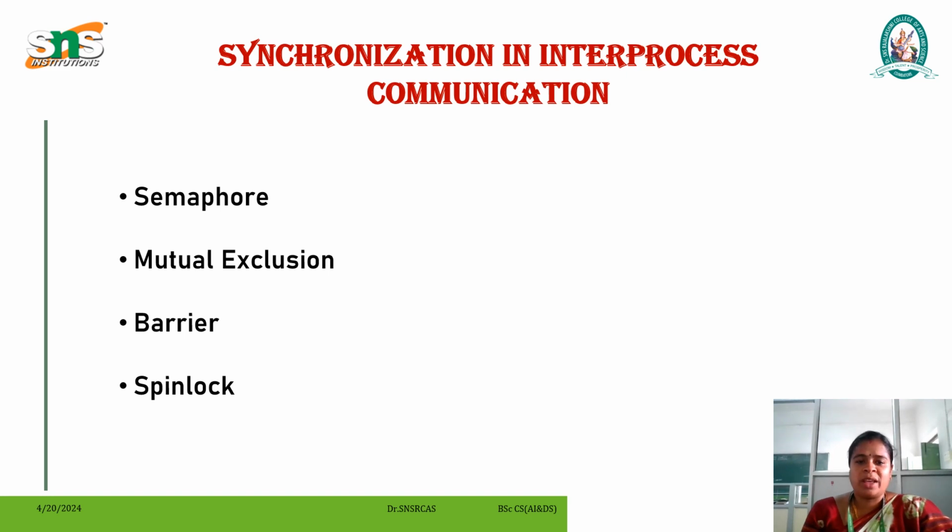Next one, mutual exclusion. Mutual exclusion requires that only one process or thread can enter into the critical section at a time. This is useful for synchronization and also prevents race conditions. Next one, barrier. A barrier does not allow individual processes to proceed until all the processes reach it. Many parallel languages and collective routines impose barriers.